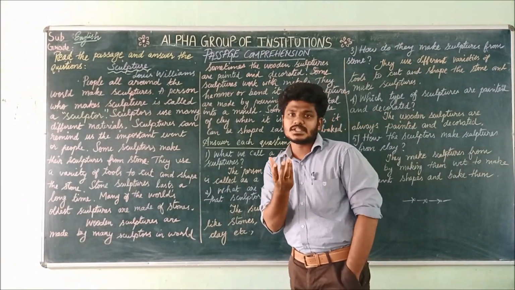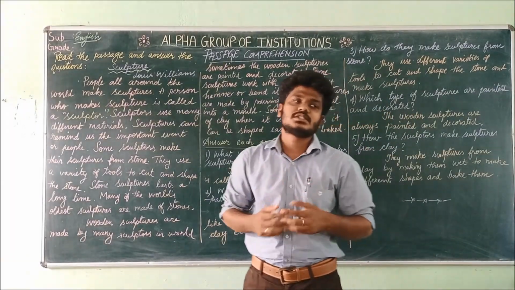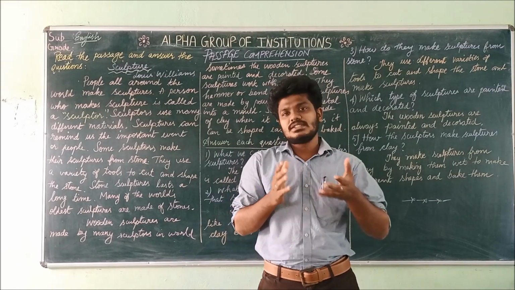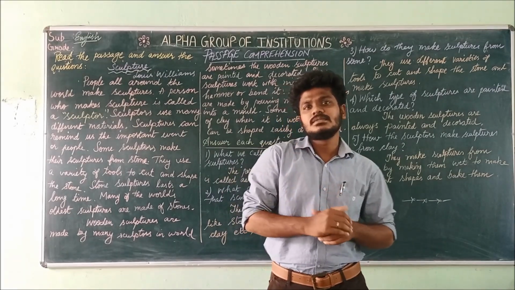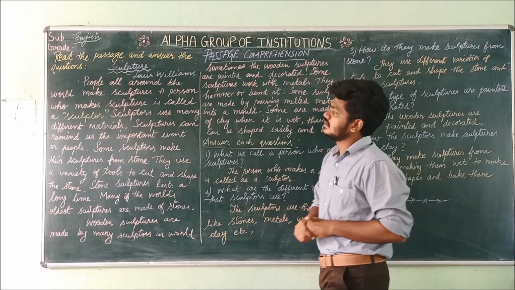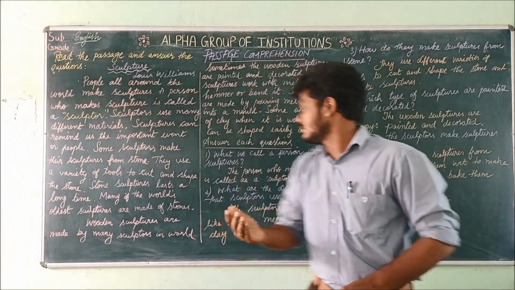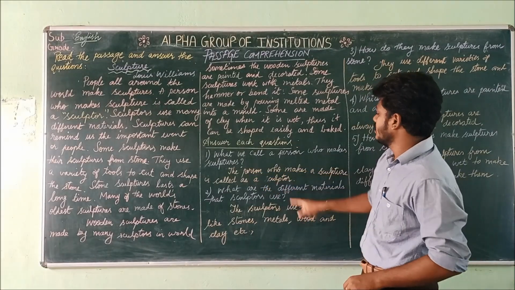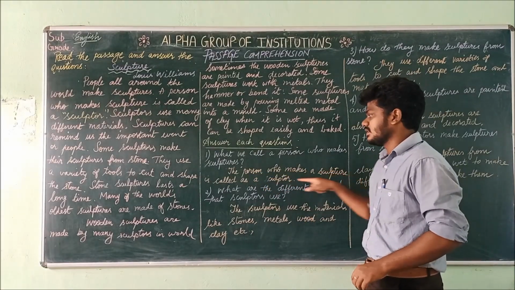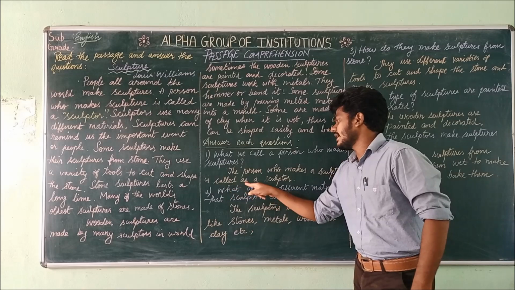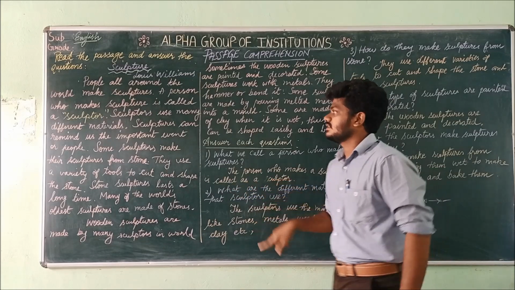What do we call a person who makes sculptures? So who is a person who makes sculptures? What do we call him? Yes, we call him a sculptor. So how are we going to write the answer? The person who makes a sculpture is called a sculptor.